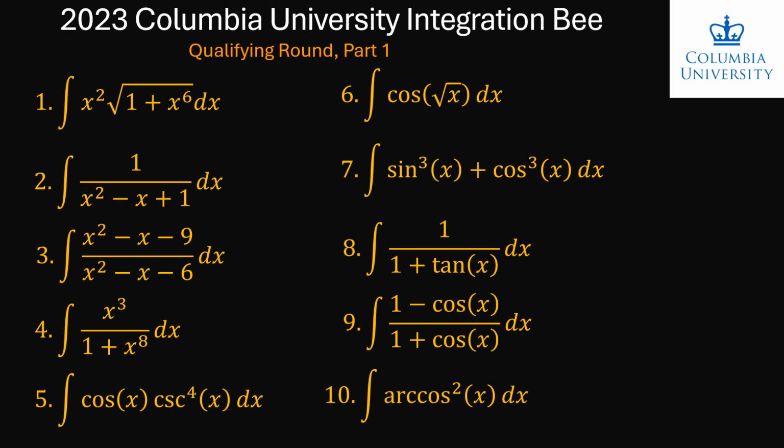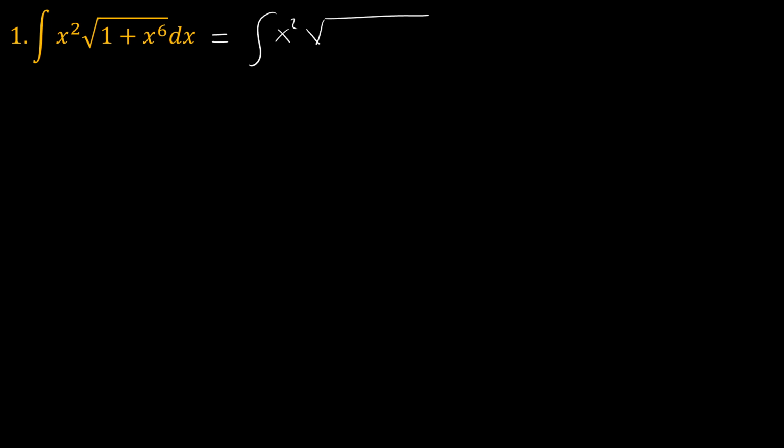So without much ado, we are moving forward to solving these problems. So the first problem is the indefinite integral of x squared times the square root of 1 plus x to the power 6. So one thing we could do is re-express this as the integral of x squared times the square root of 1 plus (x cubed) squared.